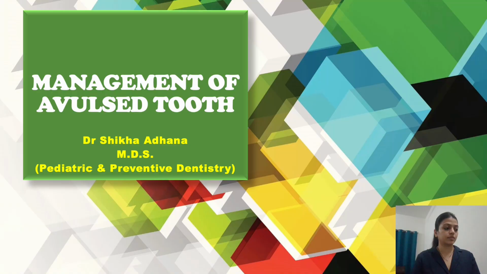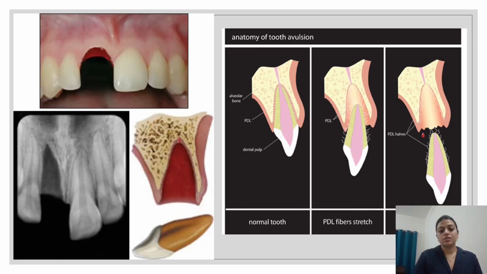Today I'll be taking a short class on management of avulsed tooth. So avulsion is basically exarticulation of the tooth, that is when the tooth comes out of the socket completely. This injury is called avulsion. It falls under Ellis class 5 classification of fractures.